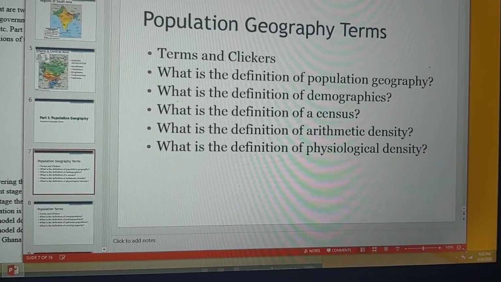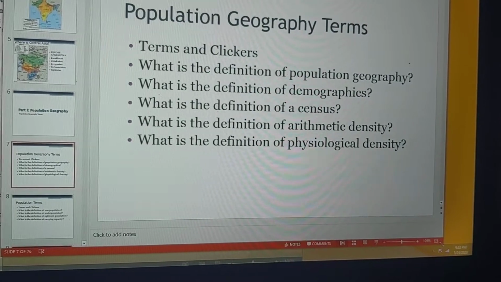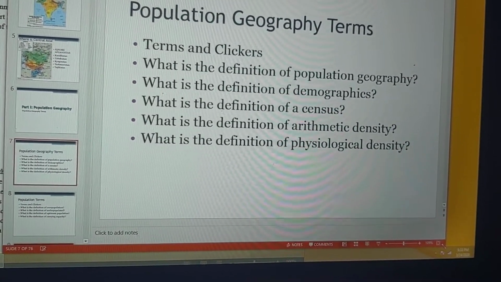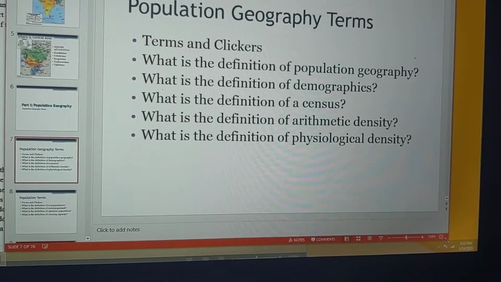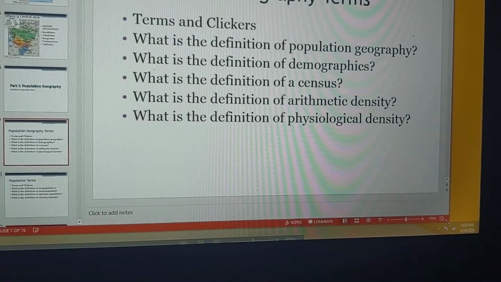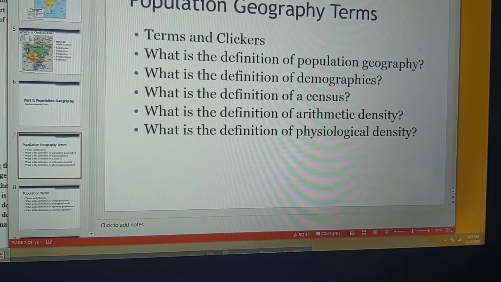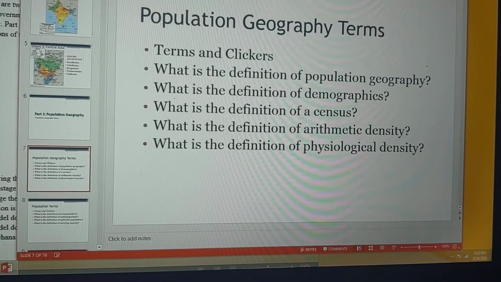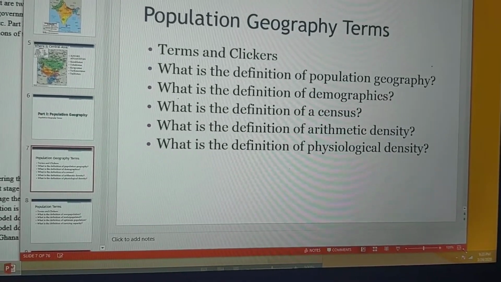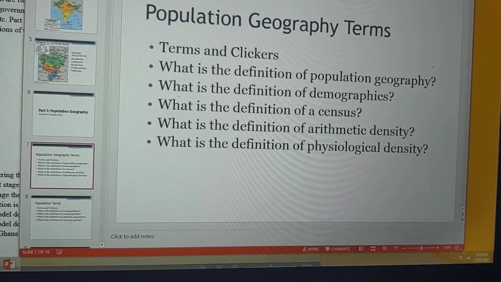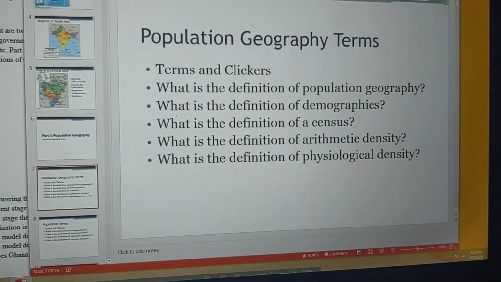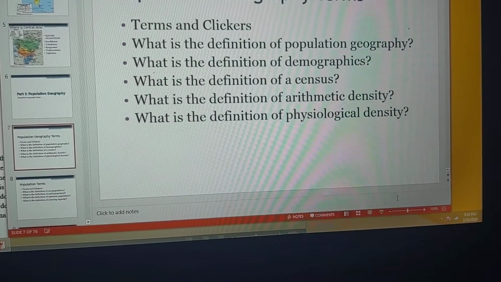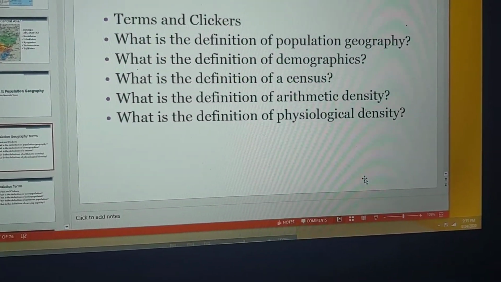Egypt has a very high physiological density. Why? Because there are not that many areas that are livable, where people can reside. In Egypt, there are not that many livable areas when compared to, say, other countries like the United Kingdom. The only livable area in Egypt is the Nile River and the Delta. So that is an example of having high physiological density, with only a few livable areas.